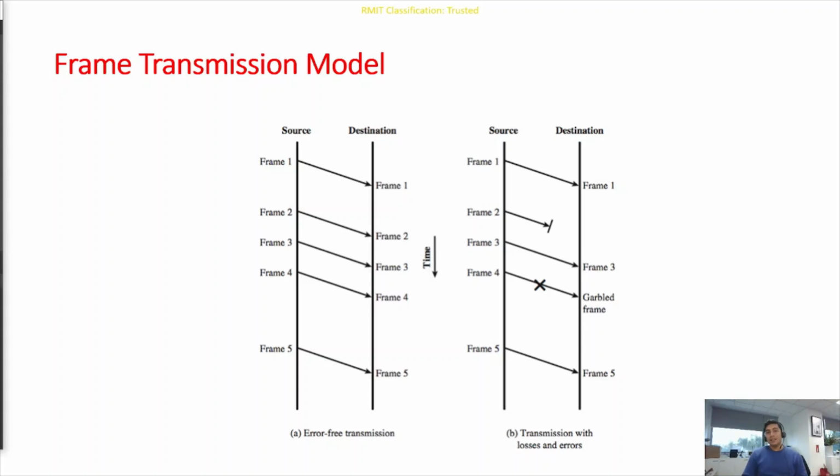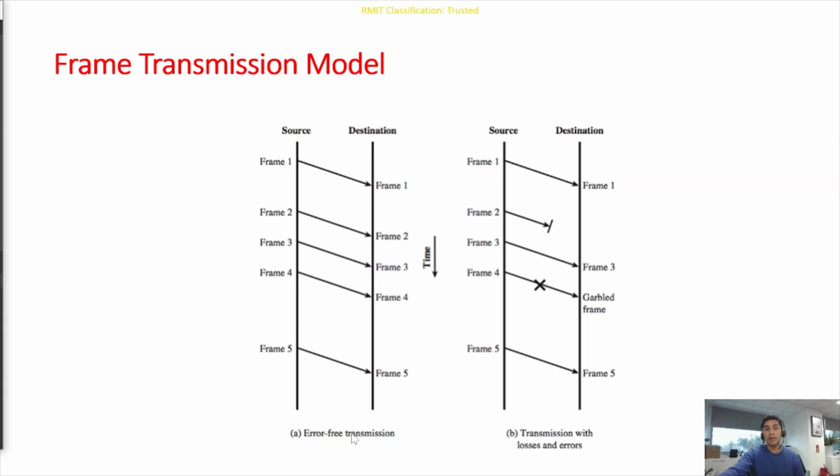Hi everyone, in this video I'll talk about the frame transmission model that is used in the communication system. We'll look into the error-free transmission and the transmission with error and losses, and then how we address these issues using the flow control mechanism. We'll look into stop and wait and sliding window flow control mechanisms.